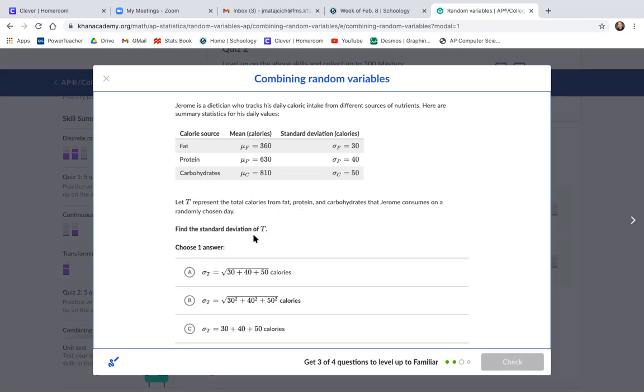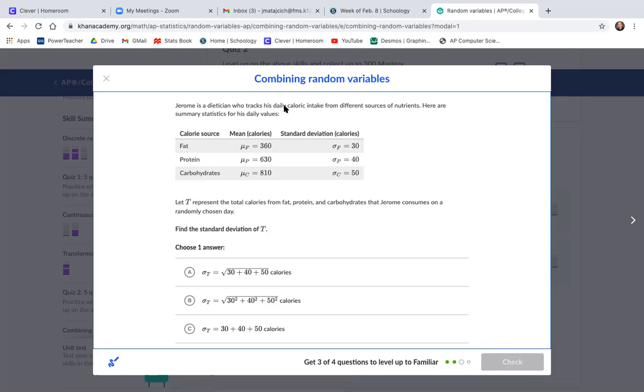Find the standard deviation. So if you're ever asked to find the standard deviation, you need to establish something first. Do you know what that something is? What do we need to establish first? You don't know? Now you know? Independence, thank you. Are these variables independent or not?